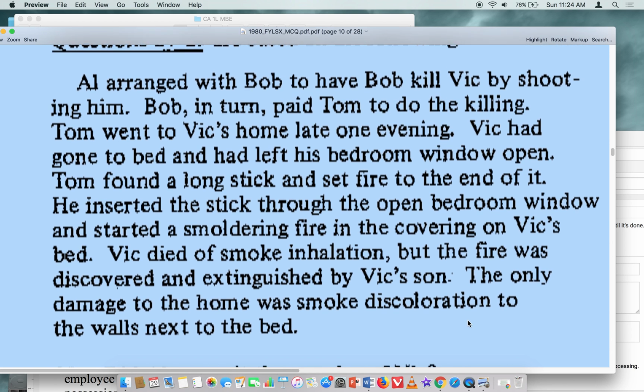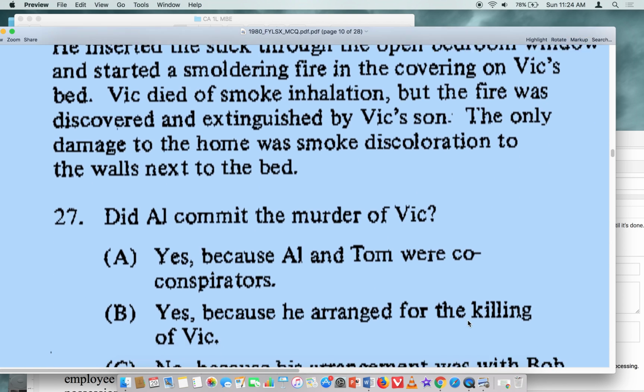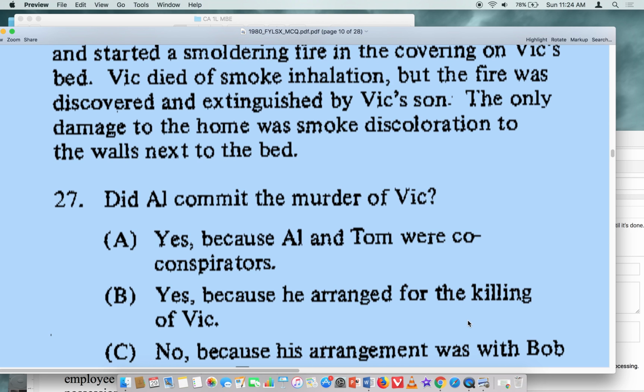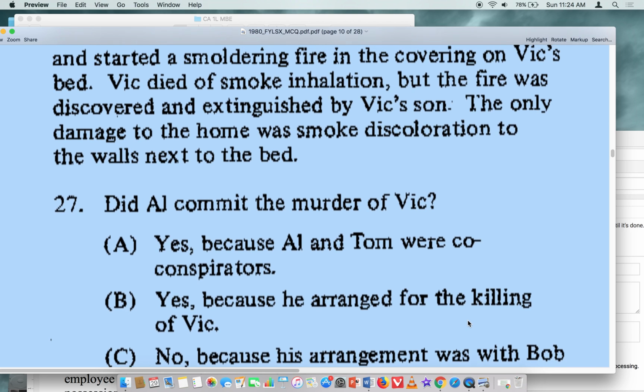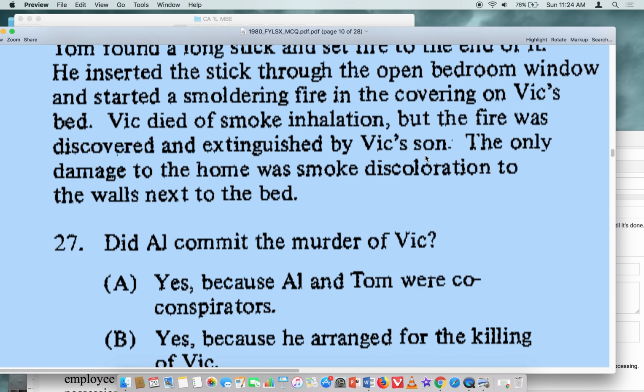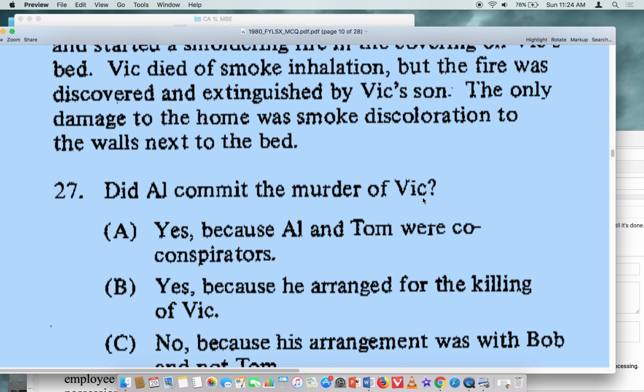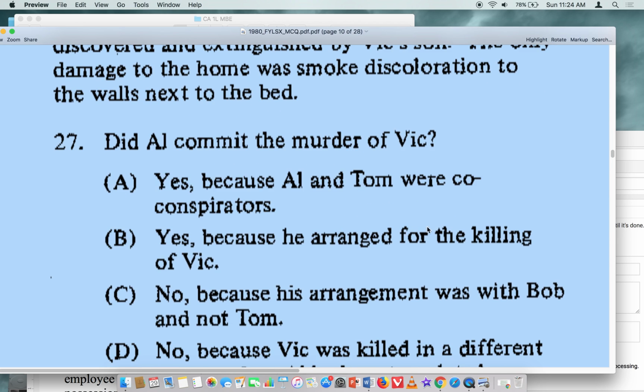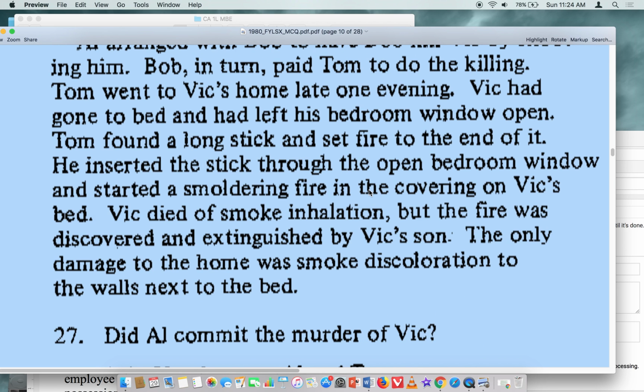And the answer is B. Yes, because he arranged the killing of Vic. Look carefully at the fact pattern. Bob paid Tom, and Al arranged with Bob to have Bob kill Vic. So did Al commit the murder of Vic? The answer is yes, because he arranged for the killing of Vic. He didn't know about Tom.